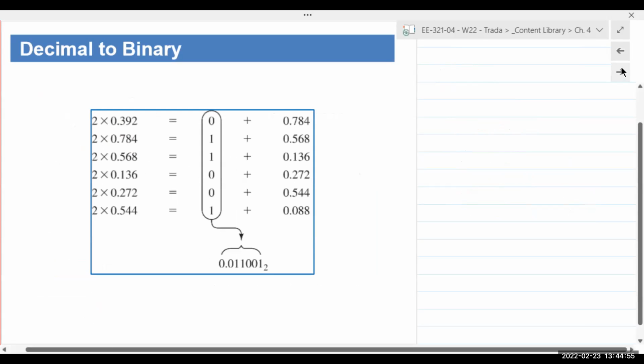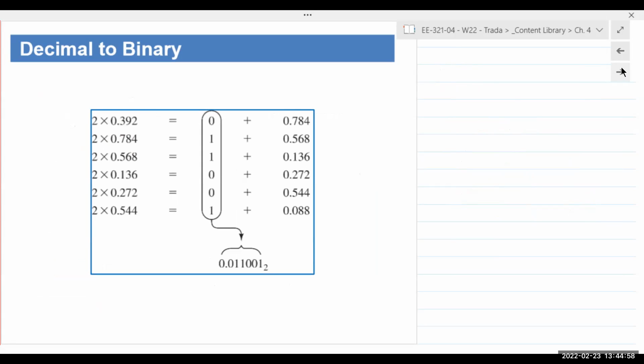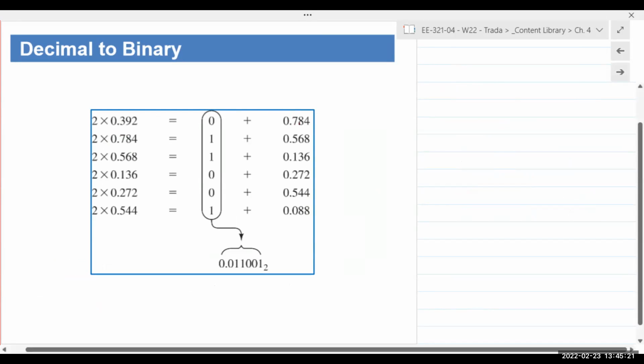When you go to fractions, we simply multiply by 2. And when you multiply by 2, you're either going to get 0 or 1 in front of the decimal, the most significant bit. So you get 0.392. If you want to convert that to a binary number, you multiply it by 2. 0.392 times 2 is going to give you 0.784. So you write down the 0, and the 0.784 goes here. Then you take the 0.784 multiplied by 2. Now you get 1.568.